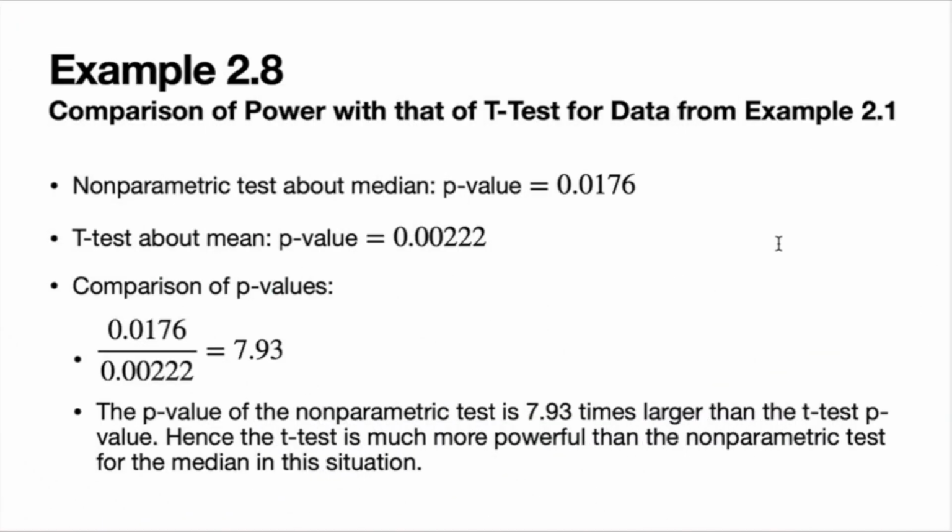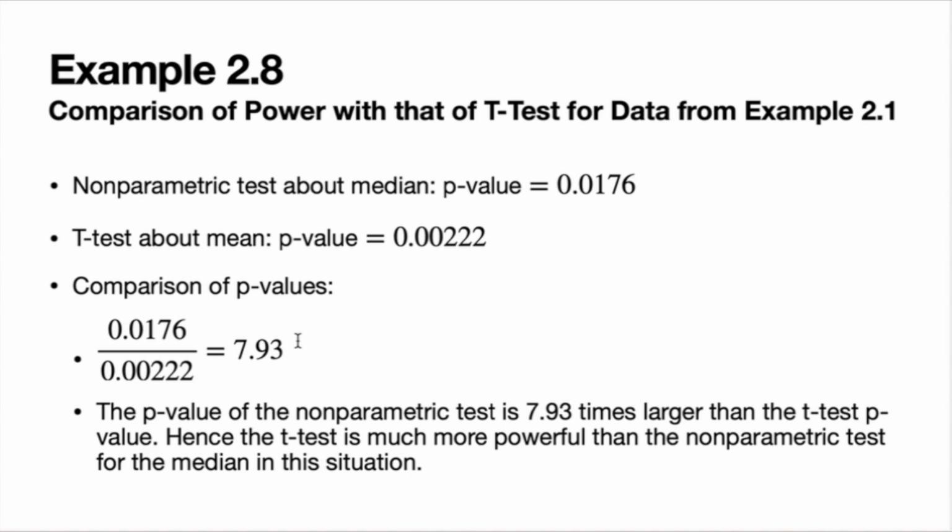If we look back to the results that we got from the nonparametric test involving the median, the p-value for that test was 0.0176. And again, the p-value for the t-test is 0.00222. If we compare these two p-values via their ratio, 0.0176 divided by 0.00222, we see that the p-value of the nonparametric test is almost 8 times larger than the p-value for the t-test. And so the t-test in this particular situation is much more powerful than the nonparametric test for the median.